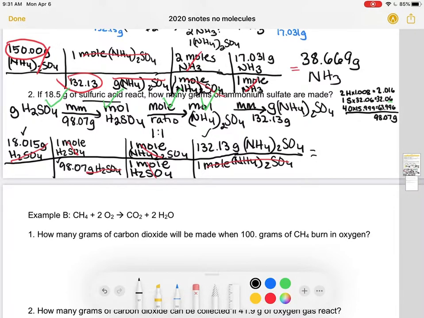Okay, sig fig check. This is 5, this has 4, this has 5, so I can only have 4 in my answer.